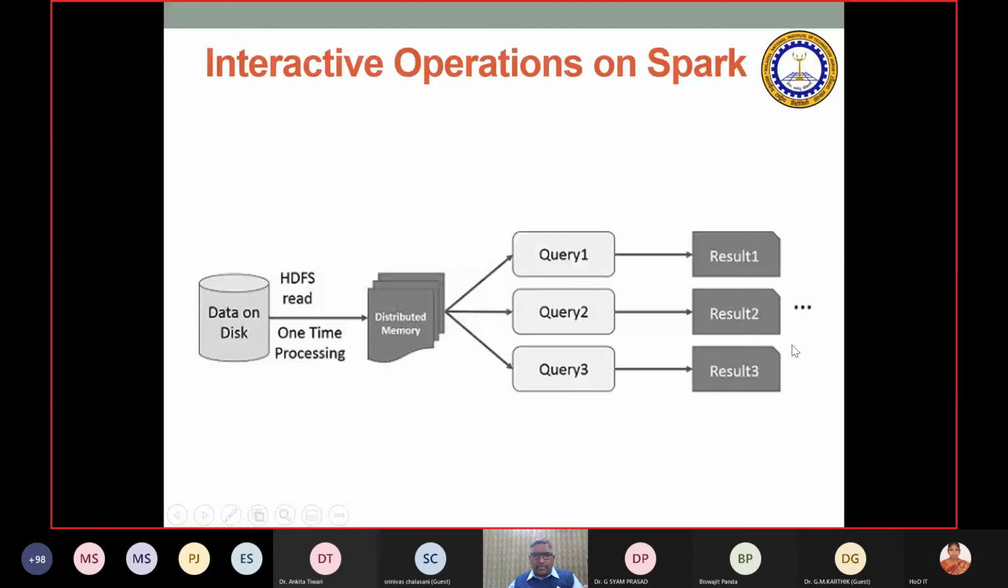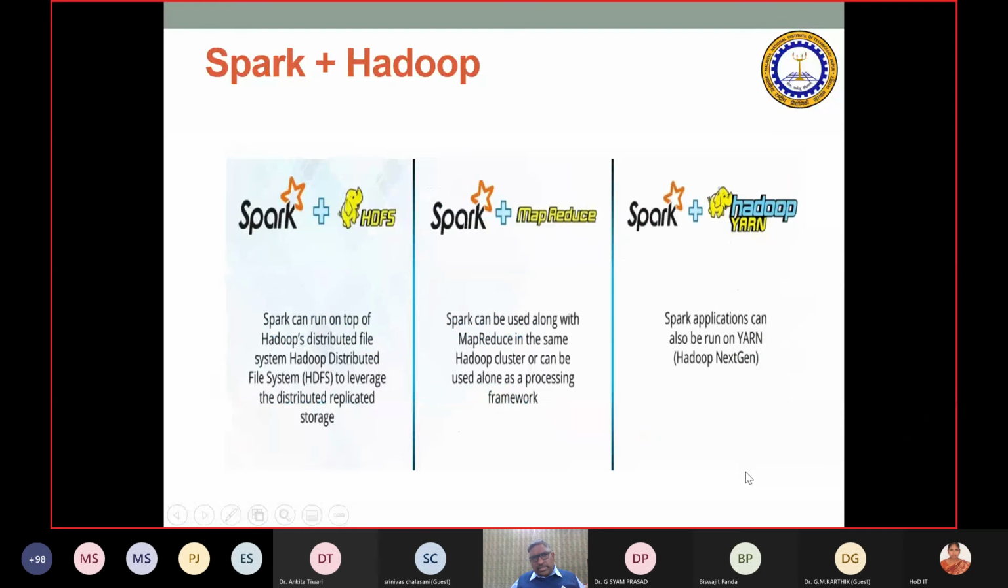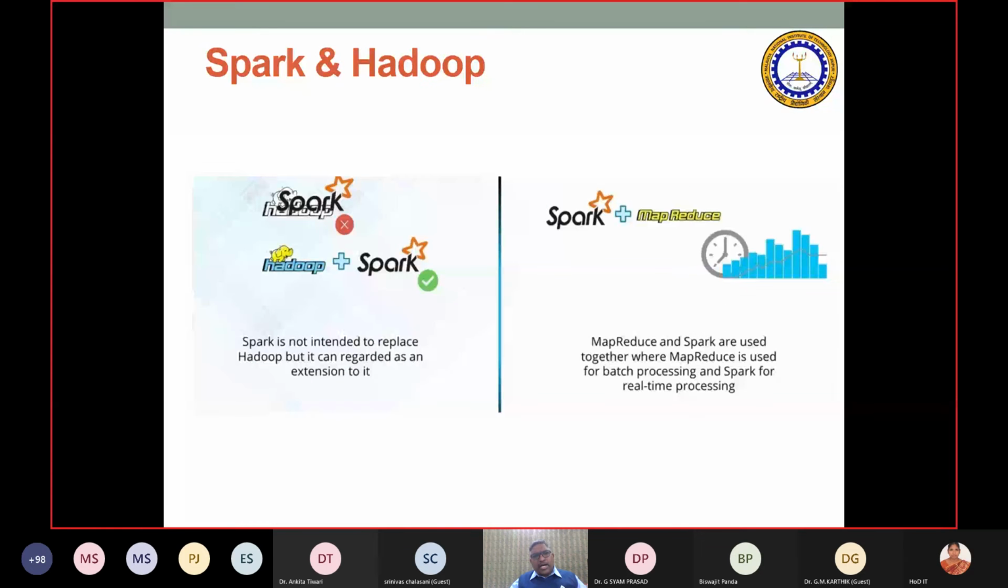So Spark can process data in real time. It can handle multiple sources. It is easy to use, and it is faster processing. And Spark can be combined with Hadoop. Spark can be run on top of HDFS, Spark can be included in MapReduce and run, and Spark can run on YARN, right? So these are systems, and Hadoop and Spark can still go together.